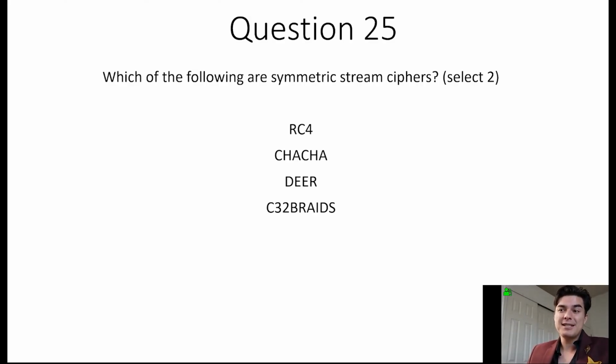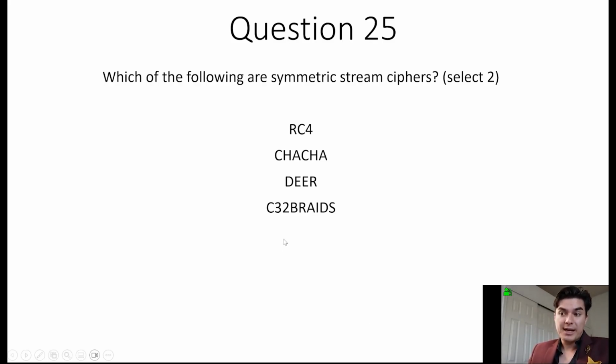Now, DEAR, that is an acronym that we use to help remember some of the asymmetric encryptions. So D on the DEAR stands for DSA, for digital signature algorithm. E stands for ElGamal. The next E stands for elliptic curve cryptography, and the R stands for RSA.